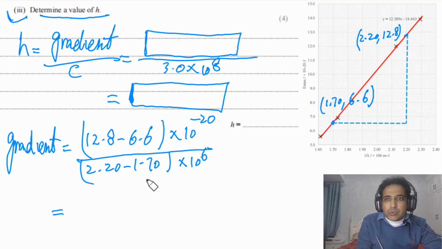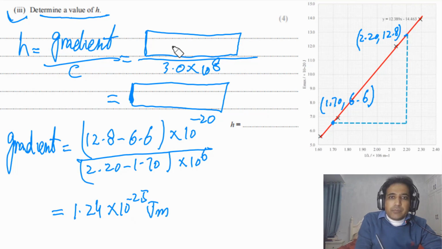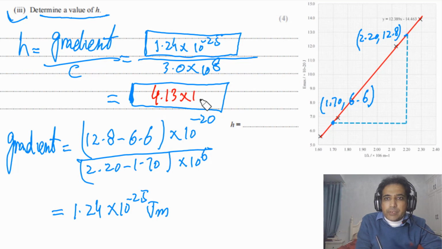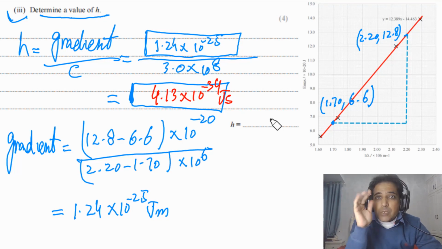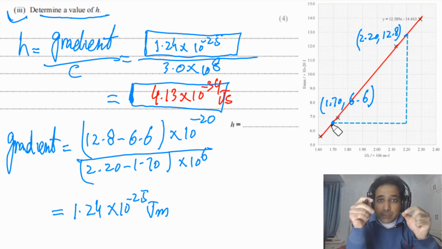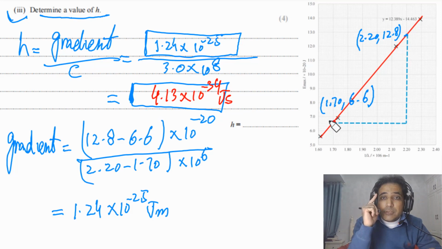Now if we solve this one, we will get value of gradient, that will be equal to 1.24 times 10 to minus 25 joules meter, and this value we can plug in here simply. So this is 1.24 times 10 to minus 25, and if we solve this, we will get 4.13 times 10 to minus 34 joules seconds. So this is the final answer. So simply you need to calculate gradient, then plug in values, and you can find the answer. But one thing you have to be careful, these points should not be very close. The distance between these 2 points you have chosen has to be more than half of the length of the line.